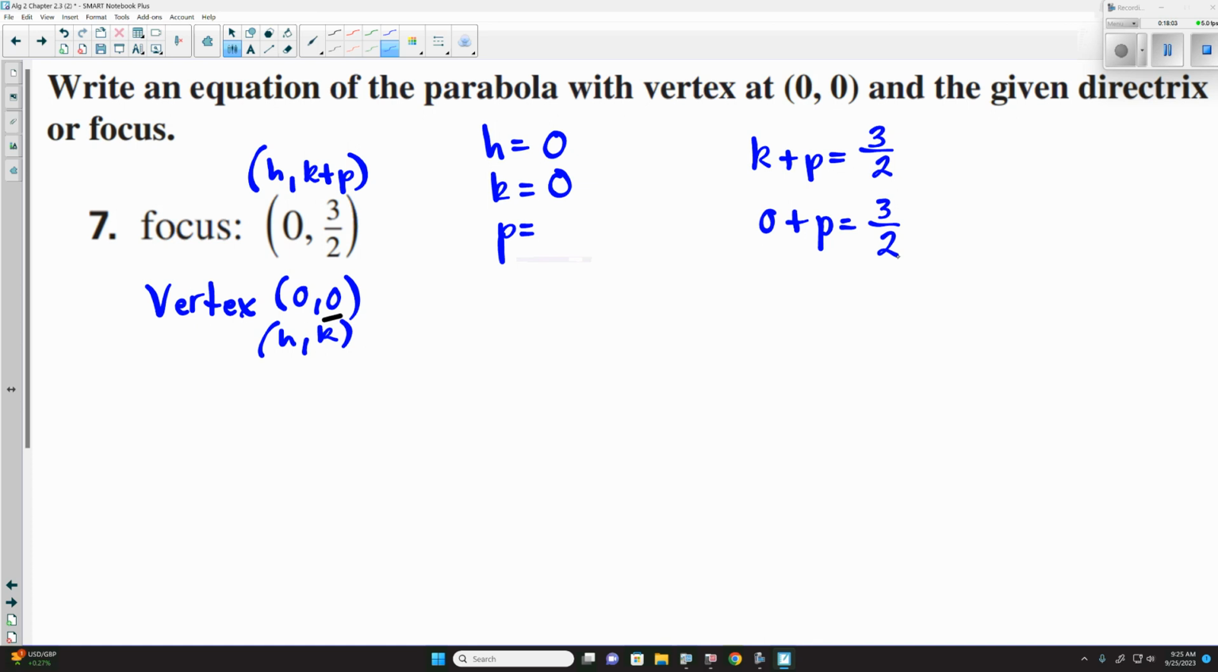Now we can go on and plug the value of k into this here, which is just 0 plus p. And 0 plus p is just the same as p is equal to 3/2. Questions on how we found h, k, or p? We feel good with these here.